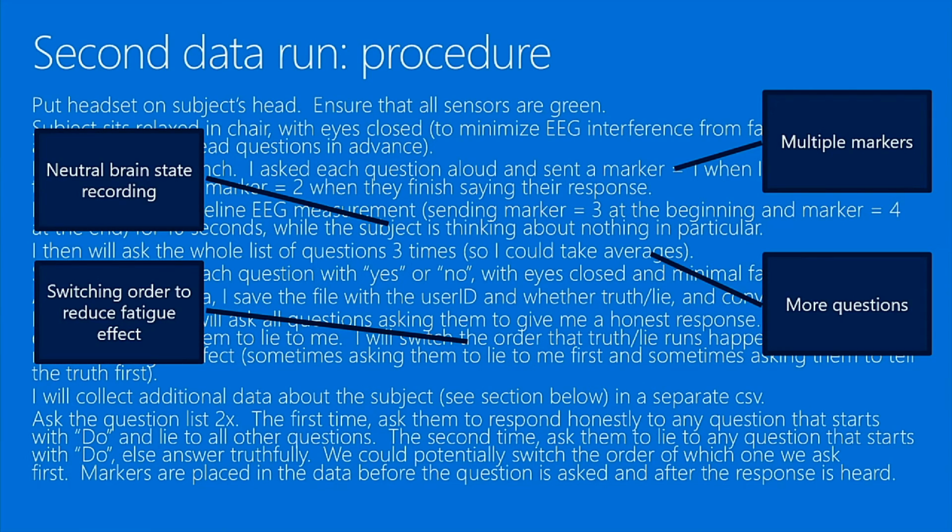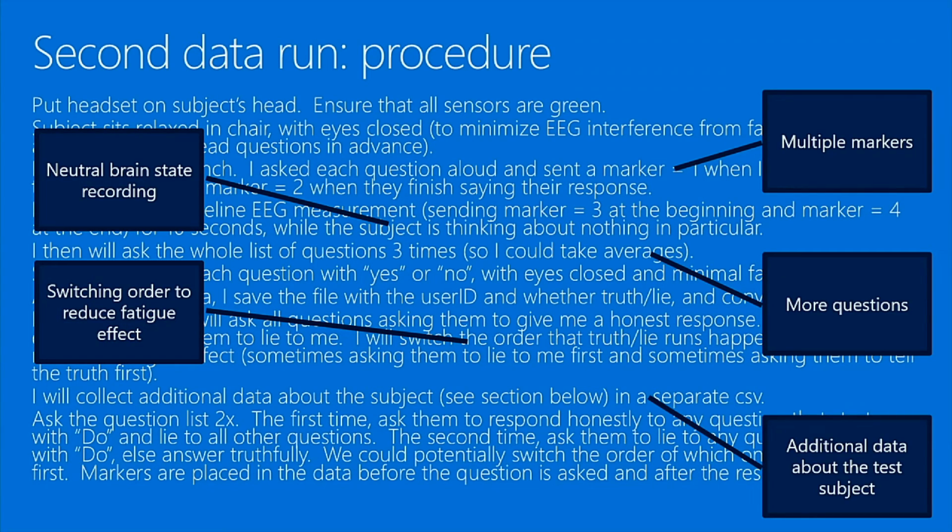So by asking some people to tell the truth first and other people to lie first, I'm hoping to reduce that fatigue effect, right? If I asked everybody the truth first, we might have seen that consistently across people, but I flip-flopped it so some people lie first and other people tell the truth first, to hopefully normalize that out.